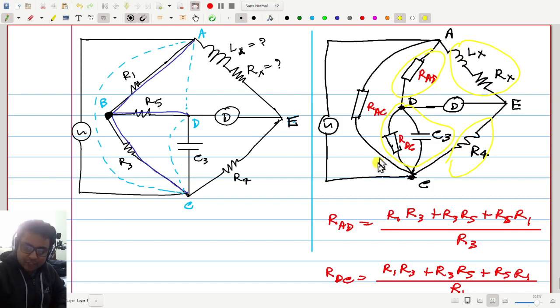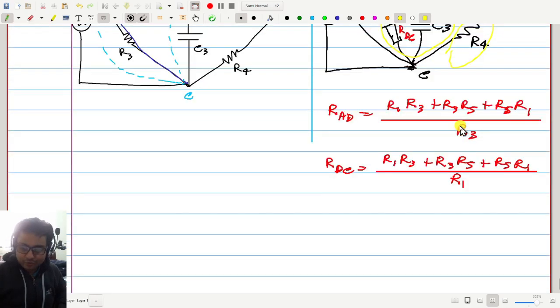Actually, now this is actually a familiar bridge. We already studied this. Can you recognize this bridge? Which bridge is this? Maxwell's bridge. It's the Maxwell's bridge. So you can use the Maxwell's bridge equation. Okay, fine. So that's all about bridges.